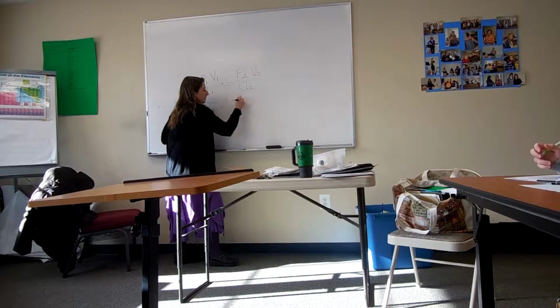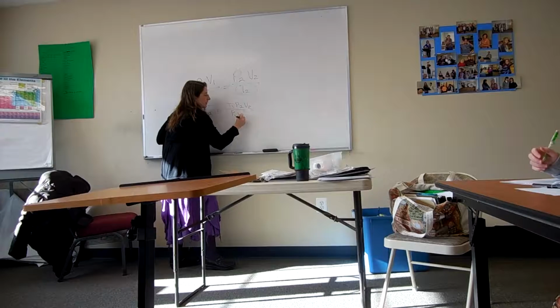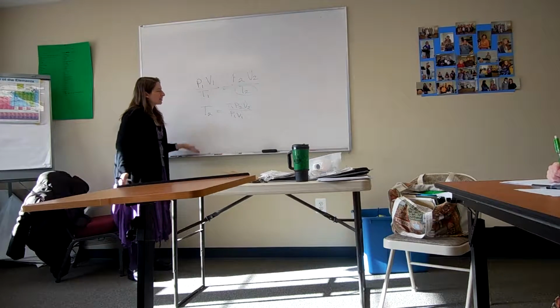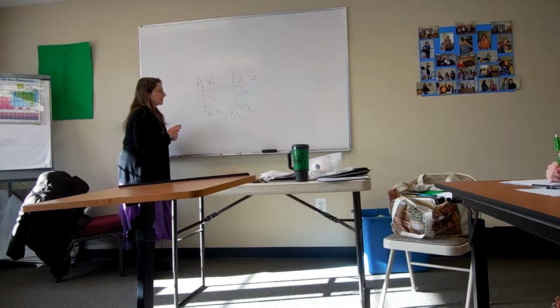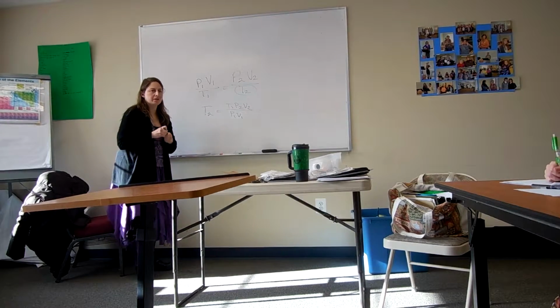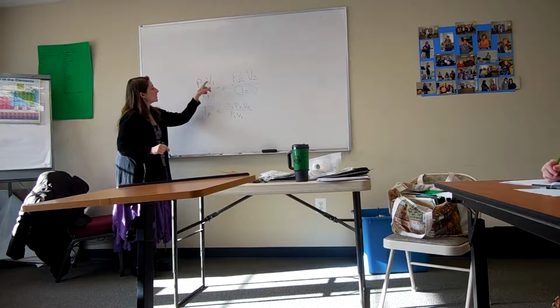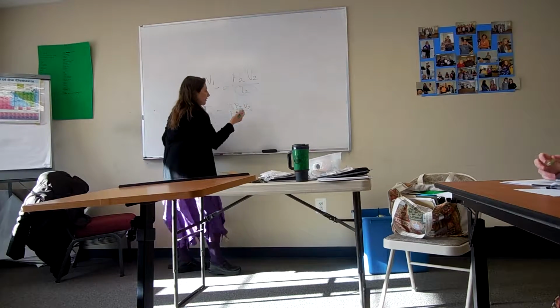P2 V2 over P1 V1. Okay. So to solve for T2, everyone thinks about algebra kind of differently. So how do you think that through? I cross-multiplied and then I divided by P1 V1. Okay, since you only have one term on each side, you can totally cross-multiply, which is not the way I think of it.